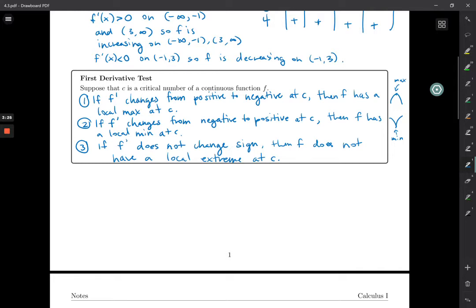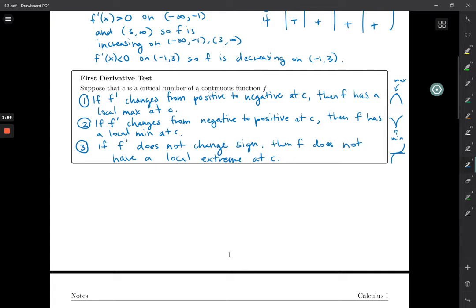If we had a local extreme, but the derivative did not actually change sign, one possibility of what this might look like is that we have a horizontal tangent, so the function flattens out. We have a horizontal tangent, so that would give us a critical number there, but the function just keeps increasing afterwards, so we don't get a local min or a local max in that case.